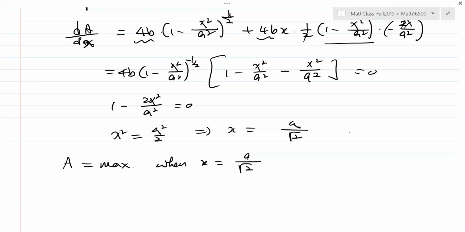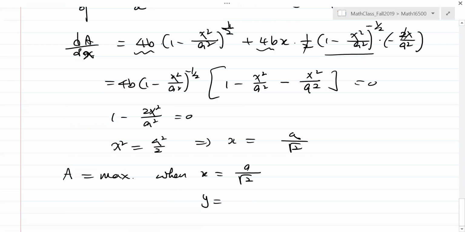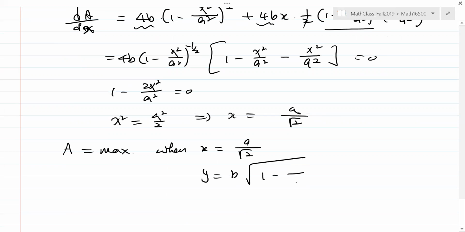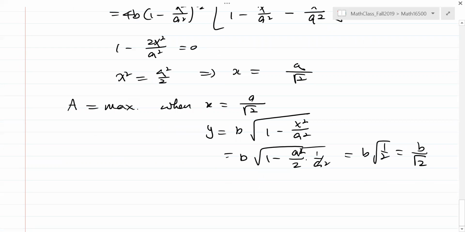Okay, and in this particular case, y is going to be what? Let's go back. Y is going to be b times the square root of 1 minus x squared over a squared. So let's see what y is. X squared is going to be a squared over 2. So a squared cancels out. Okay, it's pretty nice. So x and y, we get the values. And the area in this case is going to be 4x times y. It's 4 times a over square root 2 times b times square root 2. So the answer is 2ab.